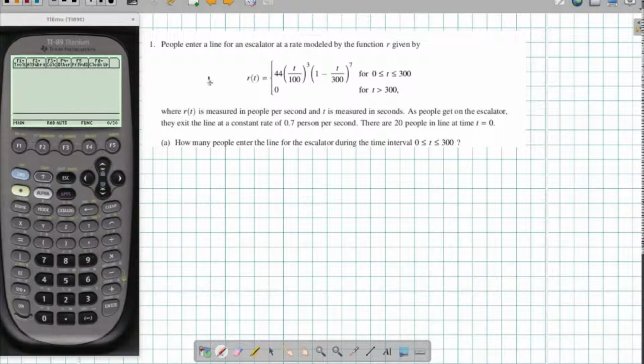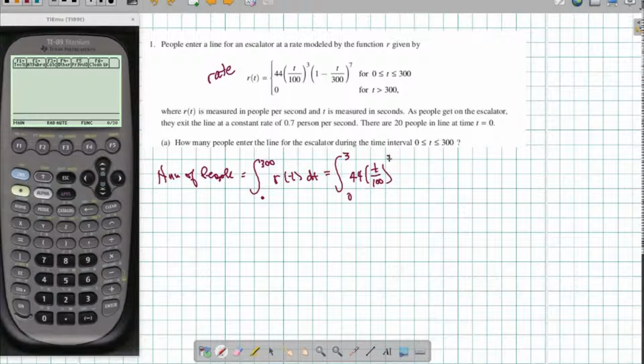So keep in mind that this is a rate, which means if I want to know the number of people, then I'm going to have to take the integral from 0 to 300 of this function, r of t dt. So I'm going to take the integral from 0 to 300 of 44 times (t over 100) cubed times (1 minus t over 300) to the 7th dt. So we're going to go ahead and do this.